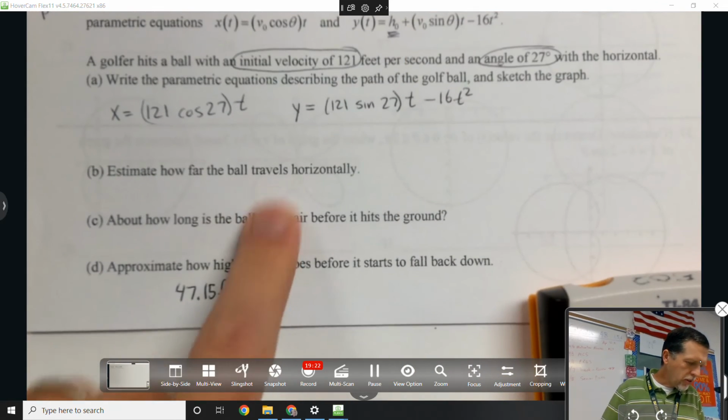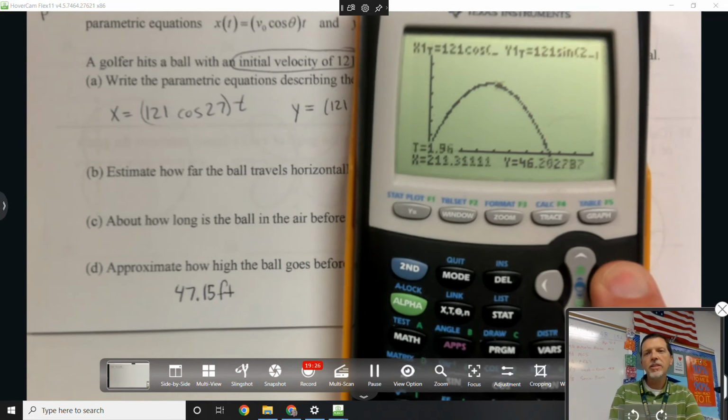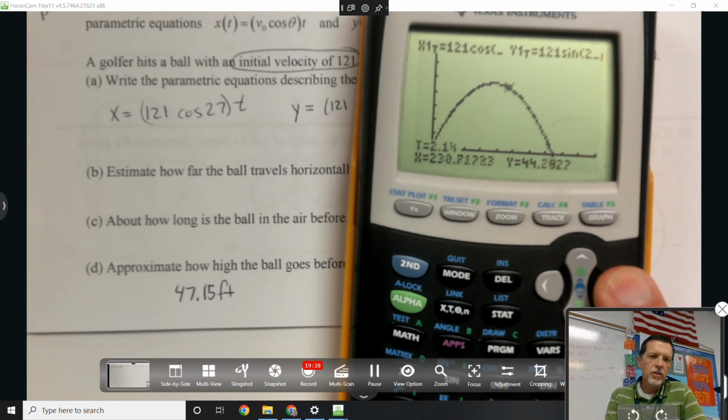How far does the ball travel and how long is it in the air before it hits the ground? Okay, so both of those happen over here at the right end when y is 0. I'll need to know what x is and what time is.